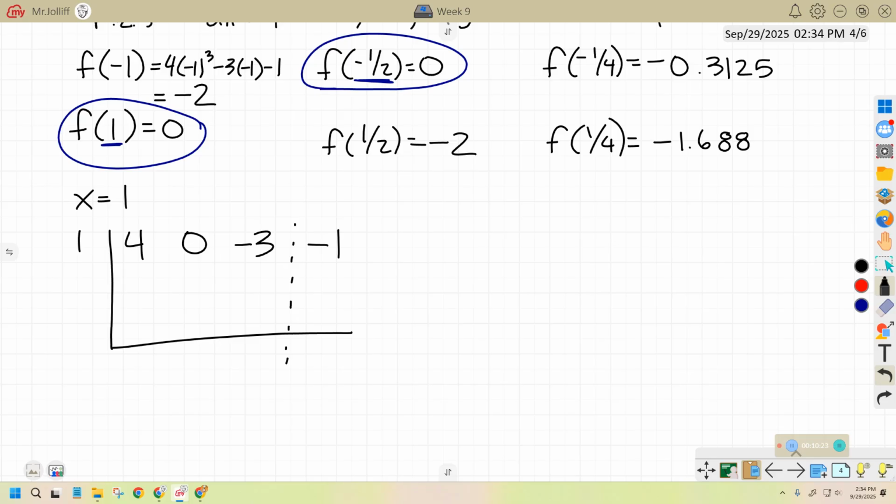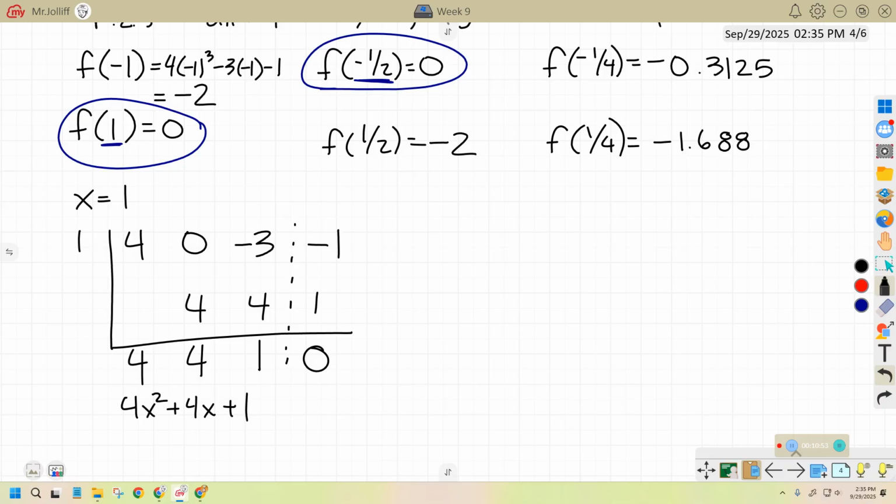Yeah. So we bring down the 4. 1 times 4 is 4. 0 plus 4 is 4. 1 times 4 is 4. -3 plus 4 is 1. 1 times 1 is 1. -1 plus 1 is 0. Yay. So these are the coefficients on the reduced polynomial: 4x squared plus 4x plus 1.